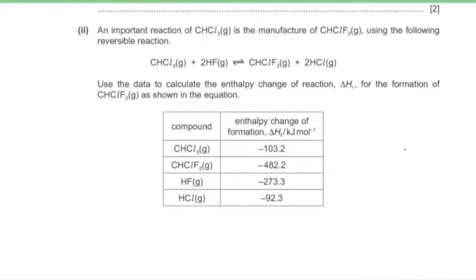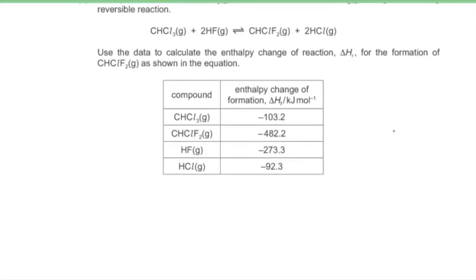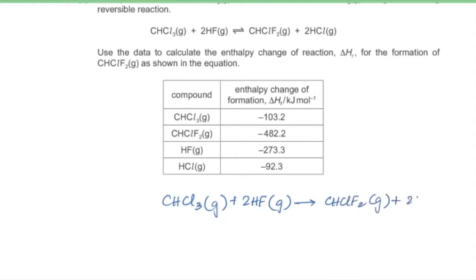Part 2, an important reaction of CHCl3 is the manufacture of CHClF2 using the following reversible reaction. Use the data to calculate the enthalpy change of reaction for the formation of CHClF2 as shown in the equation. Okay, so CHCl3 gas plus 2 moles of HF, that is also a gas, gives CHClF2, that's a gas, plus 2 moles of HCl. It's also a gas.